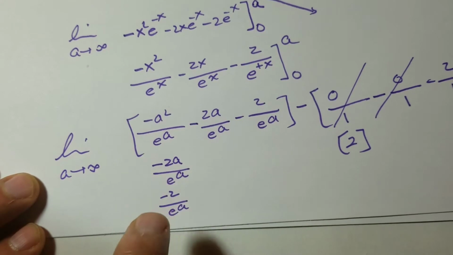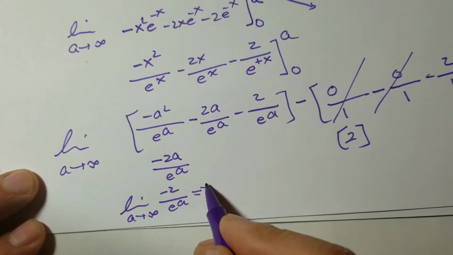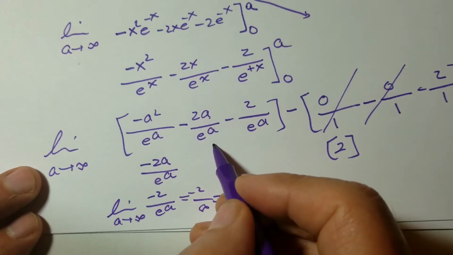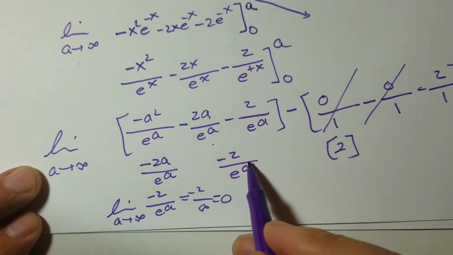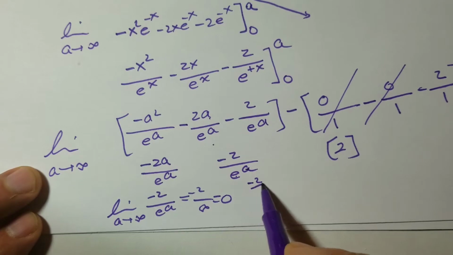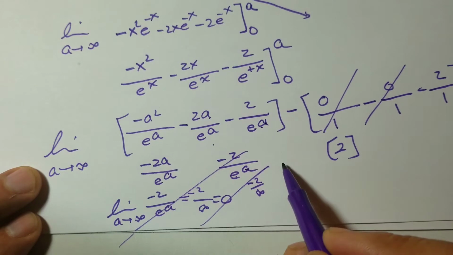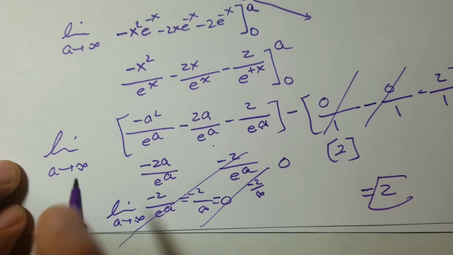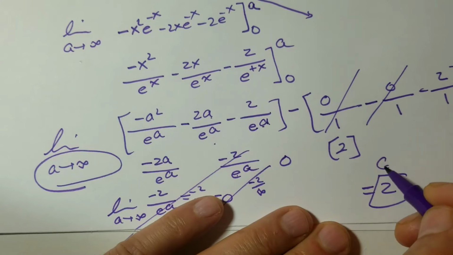I took L'Hopital's rule here, I took L'Hopital's rule. Then I'm going to take the limit as a approaches infinity, and that becomes 2 over e to the power of infinity. That makes it 0. Here, it becomes infinity over infinity. I have to apply L'Hopital's rule. And when I take the derivative, it becomes negative 2 over e to the power of infinity, and that makes it 0. Therefore, this becomes e to the power of infinity, that becomes 0. Therefore, your answer is only 2. And remember, it approaches 2, and therefore this is going to converge.